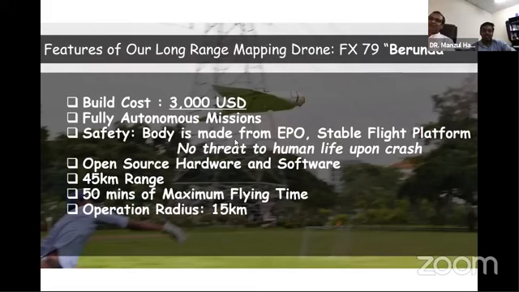This slide is about the FX-79 Beronda. So you can see it in the background. It's hand launched by one of my colleagues. And these are the specifications of this drone.